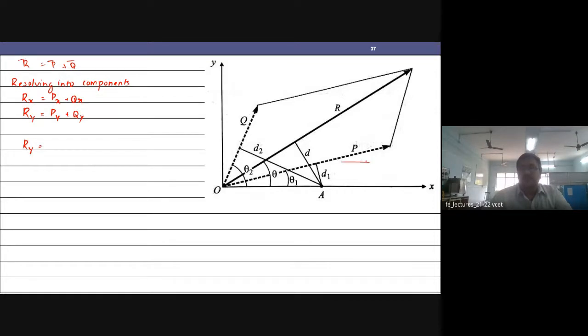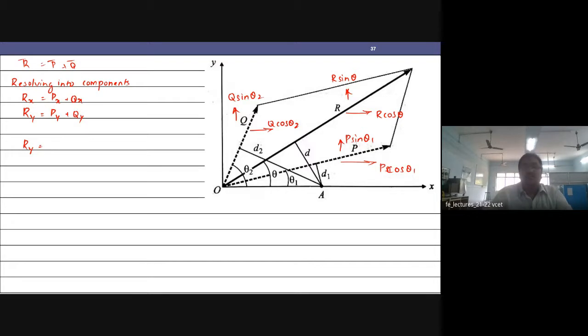The moment of P that is there, that is P cos theta 1 and P sin theta 1, right? Here R cos theta, R sin theta. Then here Q cos theta 2, Q sin theta 2.